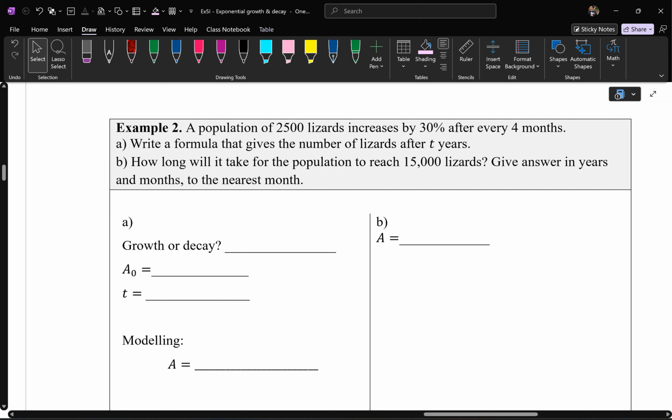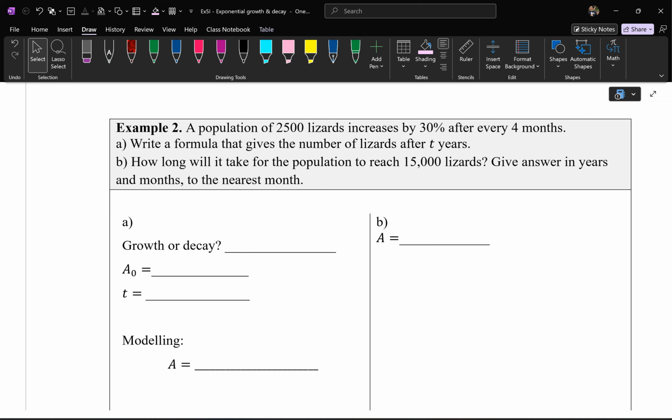Example 2. Is there anyone who doesn't have a copy? No? Okay, cool. Example 2.